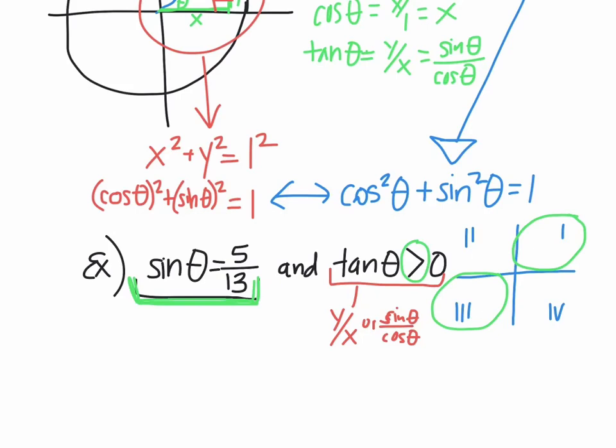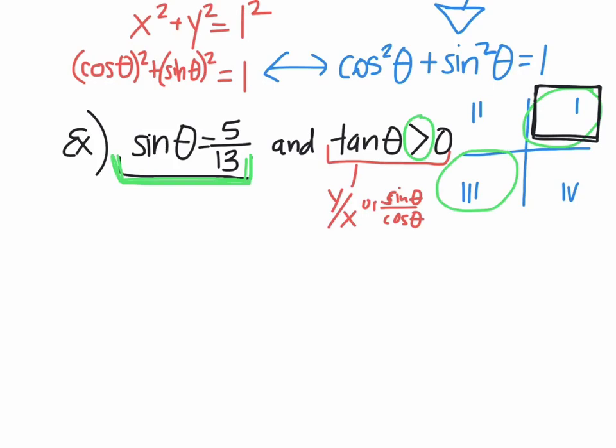That would be quadrant 1. So quadrant 1 has a tangent that's positive and a sine that's positive. Okay, why do I tell you all this? Because it's going to affect the final answer.